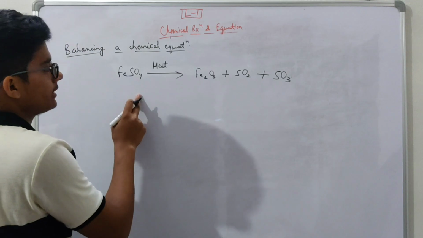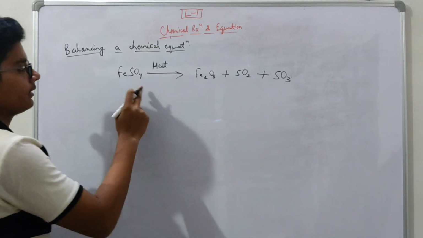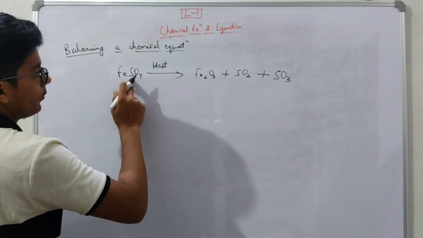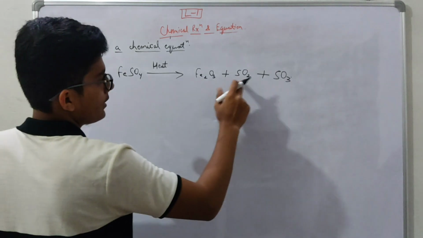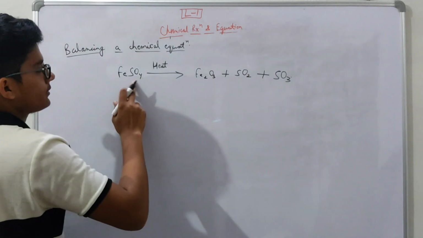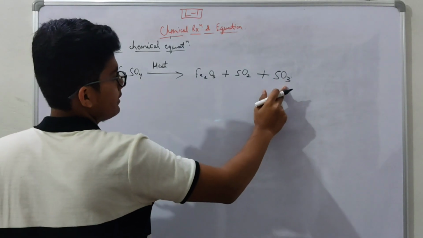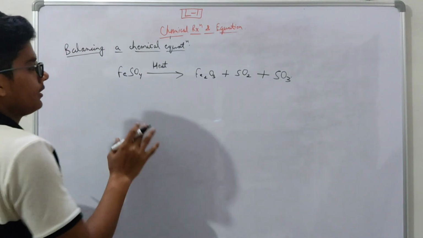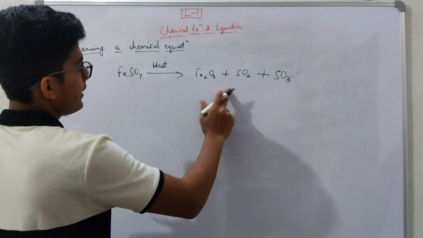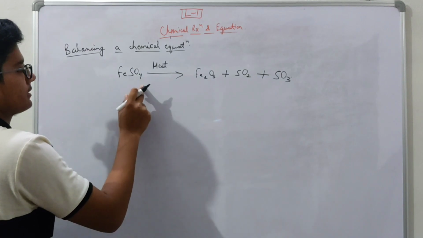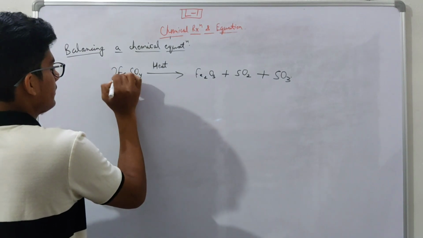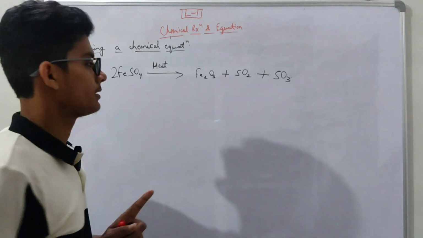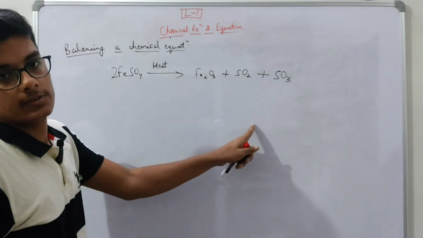So in this equation you can clearly see that there is 1 Fe here, there are 2 Fe on the right hand side, 1 S on the left hand side, 2 S on RHS, 4 oxygen on LHS, and 6 to 8 oxygen on RHS. So what we can very easily do, you can clearly see that all atoms on the right hand side are double that of LHS. So you will multiply by 2 here. Now you can clearly see that the equation is balanced. So this is a balanced equation now.